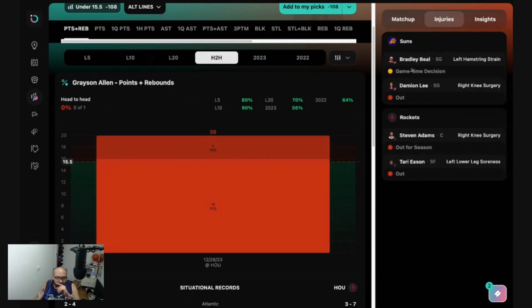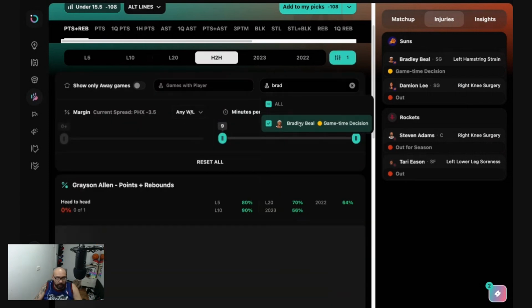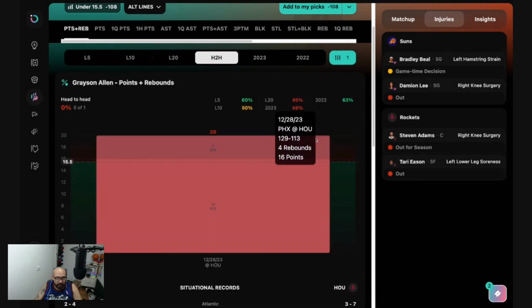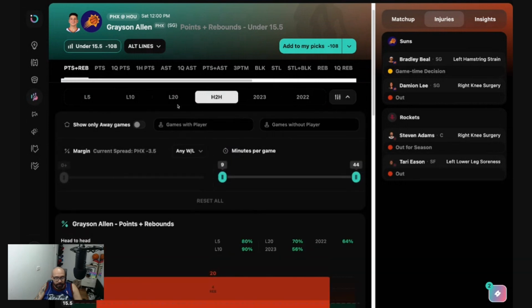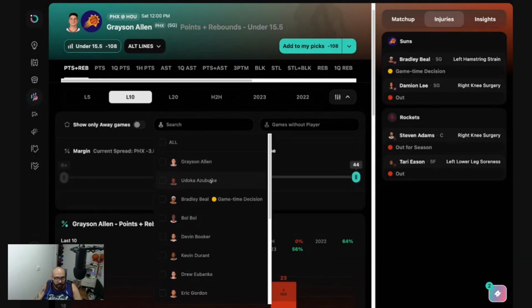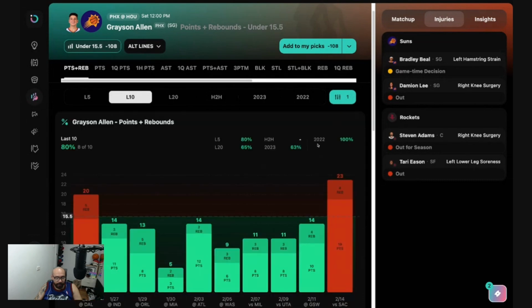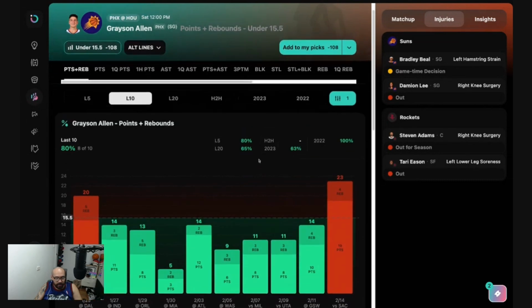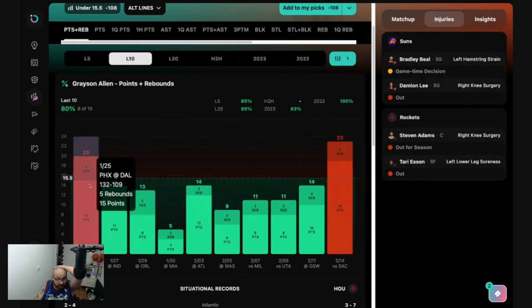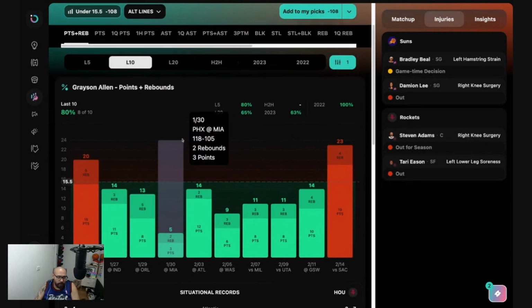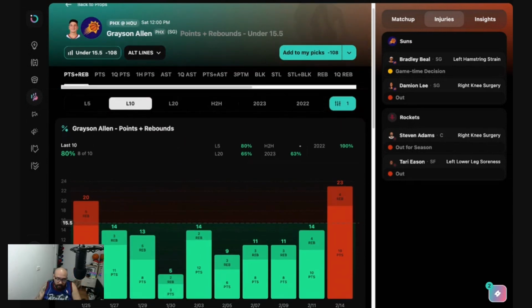Injury-wise, I've got to check it for this game. Bradley Beal is a game-time decision. So I wonder if Bradley Beal was playing in this game. Bradley Beal. Yes. Actually, no. So this is games without Bradley Beal. So Bradley Beal did not play in this game. So if we look at his last 10 games with Bradley Beal in the lineup, he's gone under in 8 of his last 10. Sacramento Kings, that is a good matchup. I know that for sure. I actually remember betting on that game. And Dallas, it's a good matchup for wings as well. So I think I'm going to lean the under on this one.